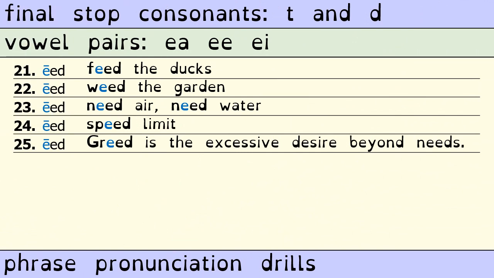This is the end of the E list. Let's go. 21. Eat, feed the ducks. 22. Eat, weed the garden. 23. Eat, need air, need water. 24. Eat, speed limit. 25. Eat, greed is the excessive desire beyond needs.